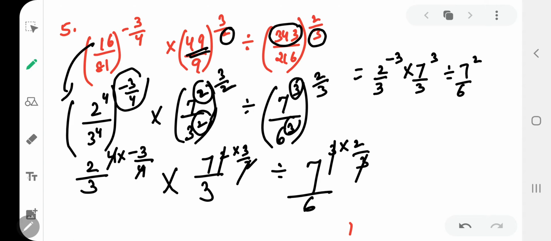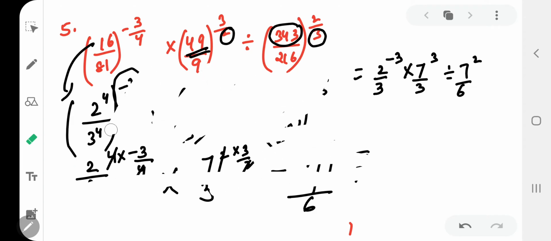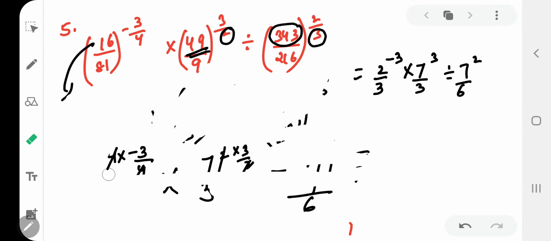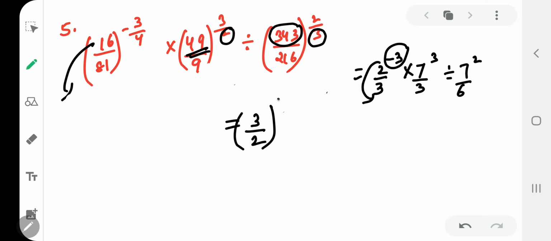Now the exponent, I'll erase this part. Dear kids, now the negative exponent is there. So to make it positive, I'll reciprocate this number. That is 2 upon 3 will become 3 upon 2. And after reciprocating, your exponent will become positive.